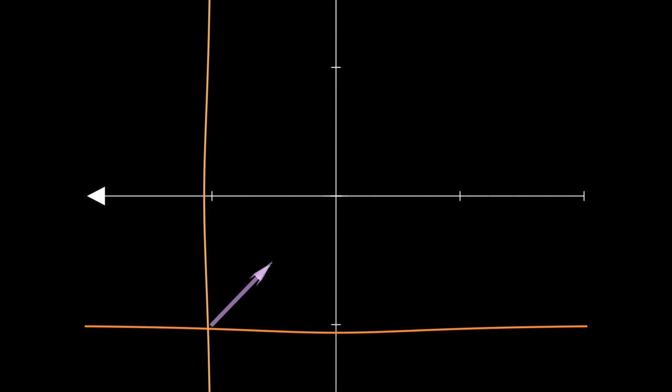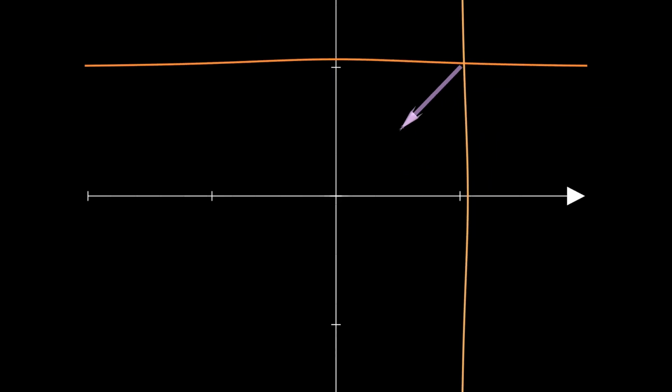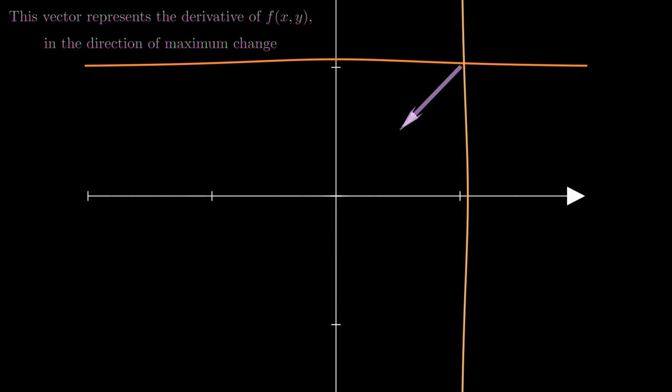The gradient is extremely useful because it is a vector that points in the direction of the steepest ascent. Moreover, we can project this vector onto any other direction to compute the derivative in that specific direction.